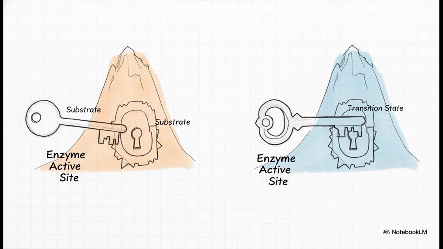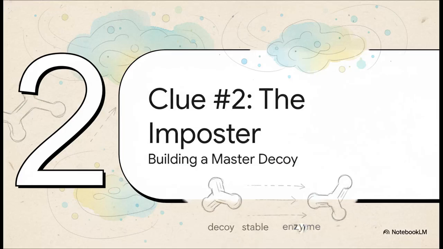So here's the big takeaway from clue number 1. The enzyme's active site, it isn't a perfect lock for the substrate key. No, it's a perfect lock for the transition state key. All those extra little interactions aren't for holding the substrate tighter. They are there to lower the energy of that peak, that transition state, making the mountain so much easier to climb.